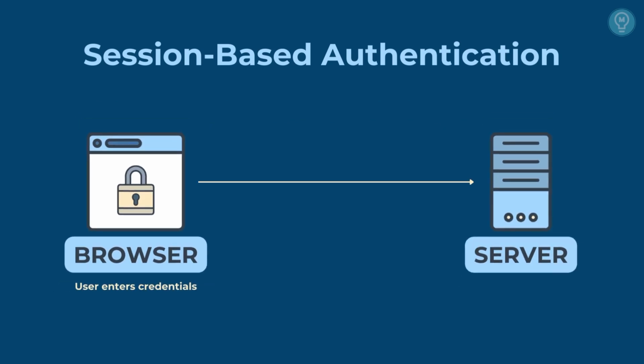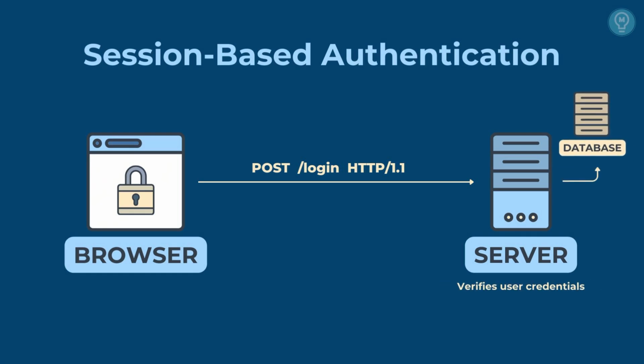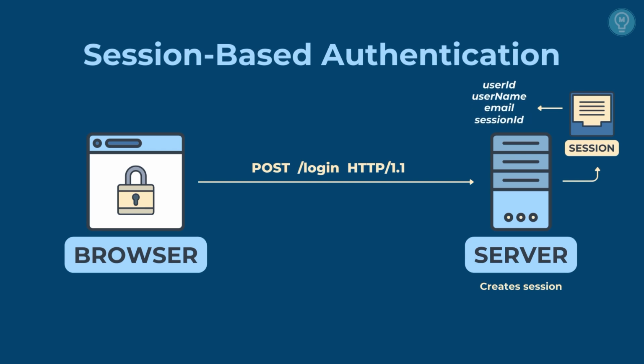The user enters their credentials into the application's login form and submits to the server as a POST HTTP request with the form input credentials. The server verifies the user's credentials, usually by checking a database. If the credentials are valid, the server creates a user session. Inside the session is data about the user, like ID, username, and email, for example, and it also contains a unique session ID. This session data can be stored in memory or in a database.